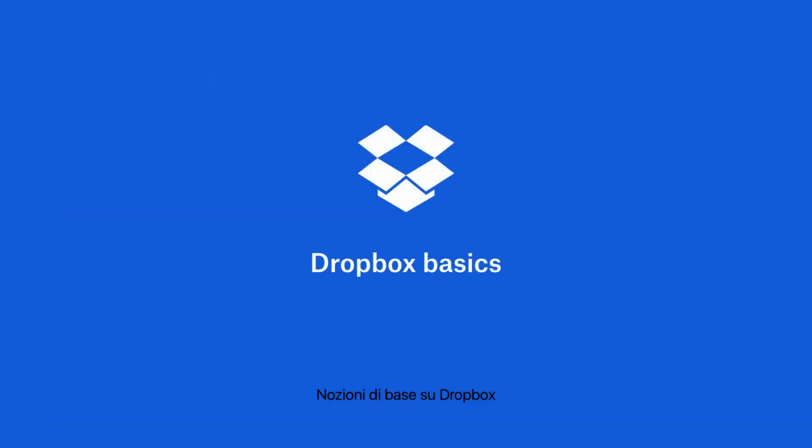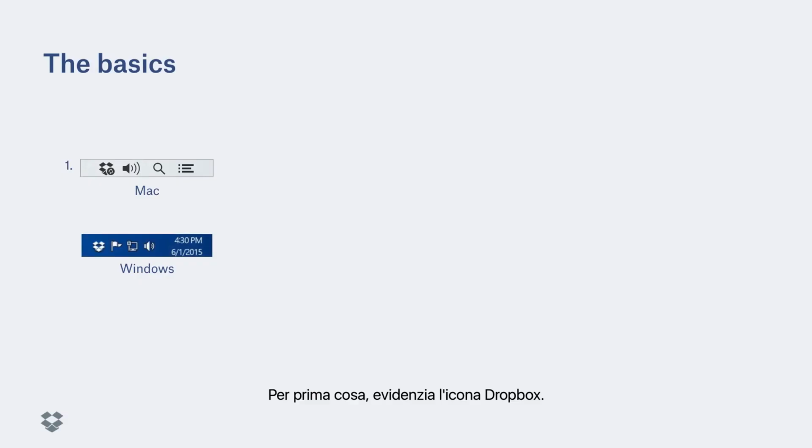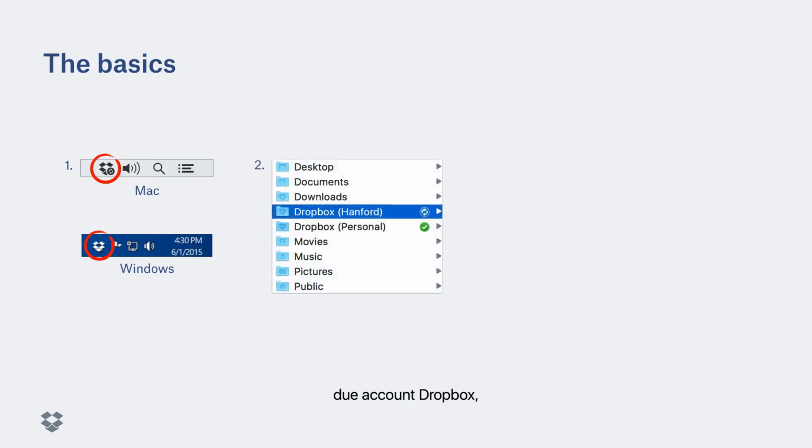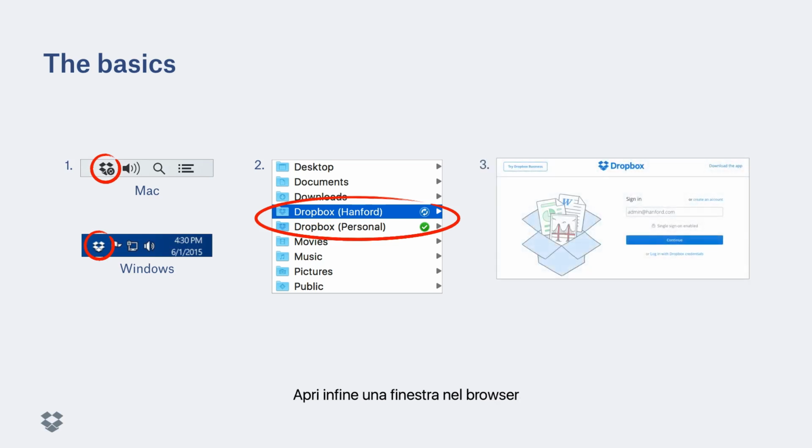Dropbox basics. First, point out the Dropbox icon. Show the customer where it is on the Mac and where it is on Windows. Next, show how you can have two Dropbox accounts, one for business and one for personal, linked and syncing on the same computer. Finally, open up a web browser and show both single sign-on and Dropbox credentials login options.